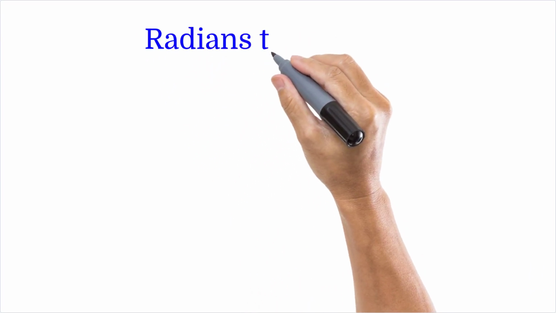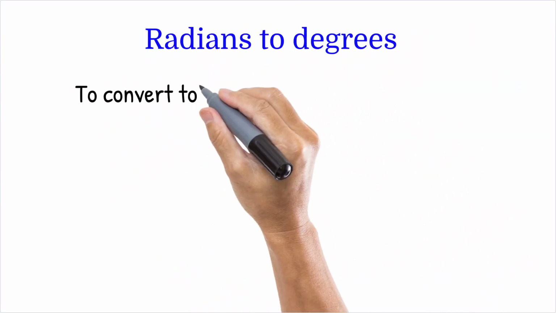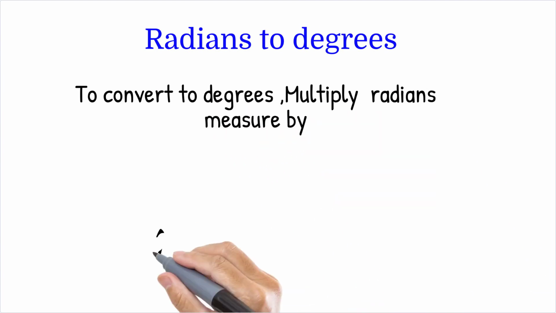Radians to degrees formula: to convert radians to degrees, multiply radians with 180 over pi.